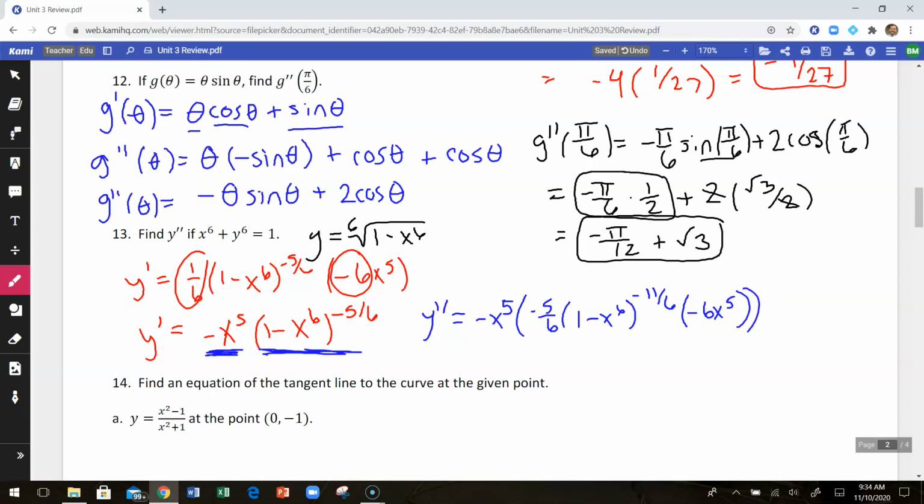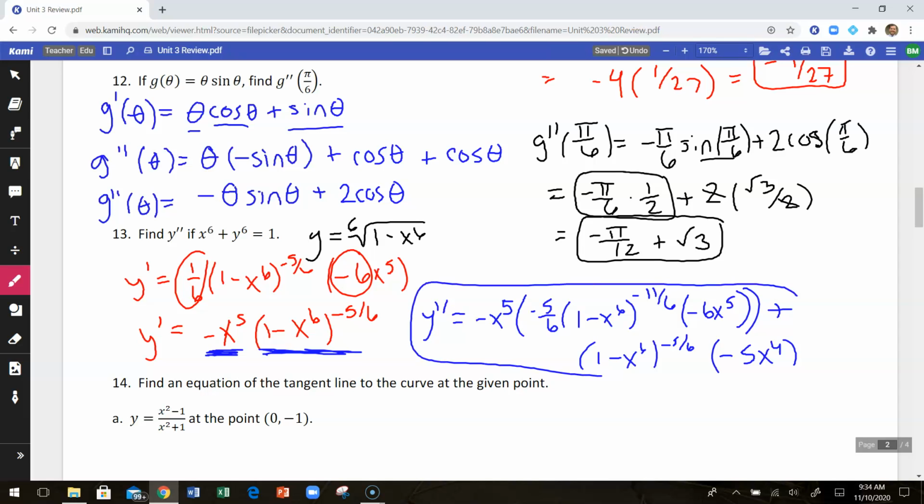So that's the first times the derivative of the second, plus the second, which would be 1 minus x to the 6th to the negative 5/6 power, times the derivative of the first, which would be negative 5x to the 4th. So there is our second derivative. Again, a little bit complicated there, but it does help to actually solve explicitly for y first, so that we can avoid using implicit differentiation there. But if you use implicit, you'll get an answer that will look similar, but it will be the same value there.